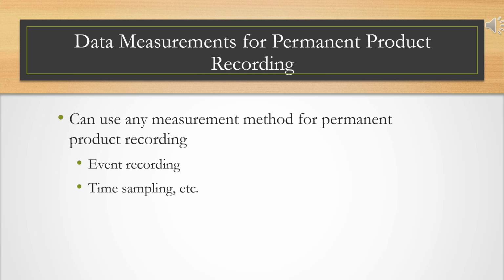For example, if you are working with a client and using permanent product recording to gain information about the amount of math questions they complete correctly on a homework assignment, you could use event recording by counting the amount of questions he completed correctly versus incorrectly.